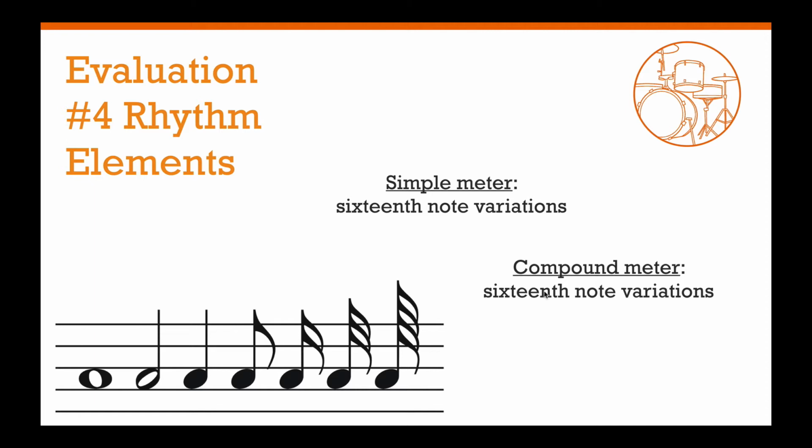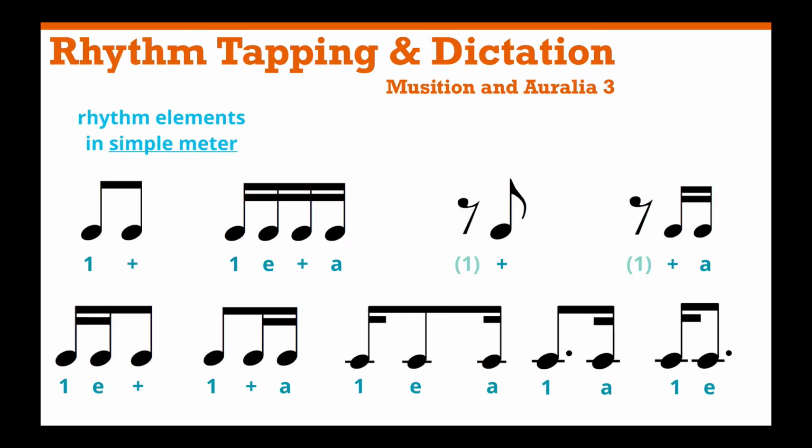We have a quick look here again at the evaluation elements for rhythm in your upcoming evaluation. We've looked at this in a previous lecture, the 16th note variations in both simple meter and in compound meter. If that's a little hazy for you, I suggest you go back and review that. The breakdown of the rhythms is in a prior lecture, but for right now, let's just look at the rhythms. If we're looking at simple meter, here's all the counting and how it's all worked out.